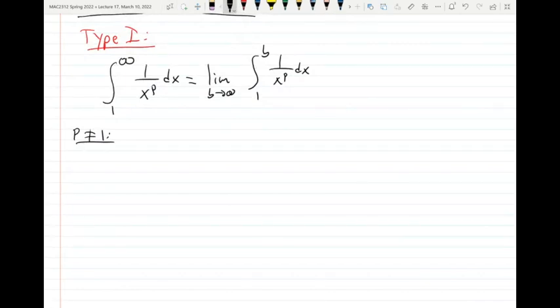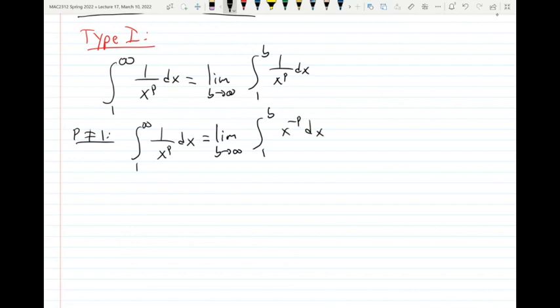So if p is different than 1, then the integral from 1 to infinity of 1 over x to the p dx is going to be the limit as b approaches infinity from 1 to b, and then I'm going to write this as x to the negative p dx. Remember, p is different than 1, so it's another number. So we write it like this, and then we integrate. All right, so this is x to the negative p plus 1 over negative p plus 1, and then we plug in from 1 to b. So that would be the limit as b approaches infinity.